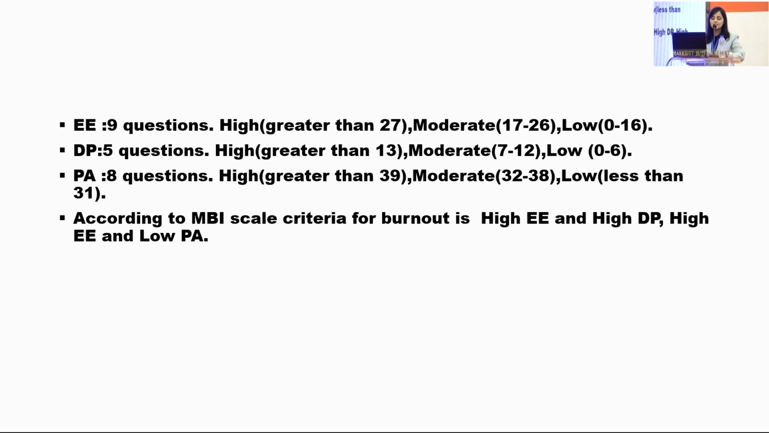Next cardinal feature is depersonalization, which has 5 questions. If the score is greater than 13, then it's high. From 7 to 12, it's moderate. And from 0 to 6, it's low.